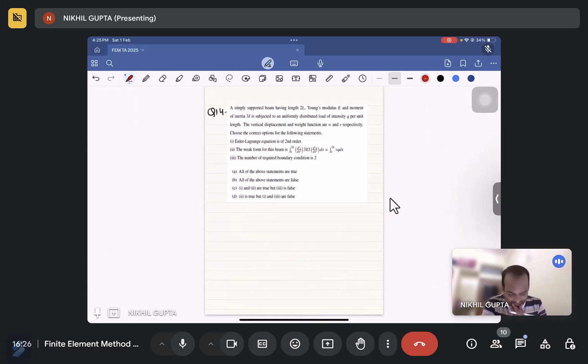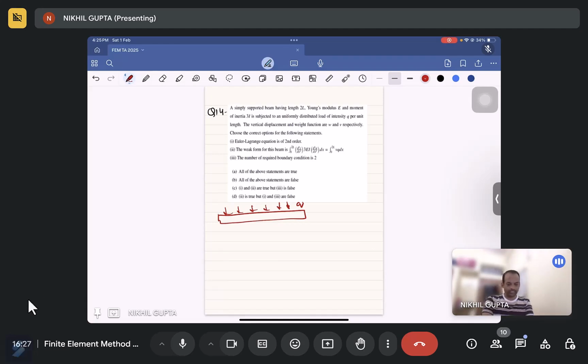Okay, so this is the next question. A little big question. Read it. It says a simply supported beam having a length 2L, Young's modulus E, moment of inertia 3I is subjected to uniformly distributed load Q per unit length. Okay, let's draw and then see how the UDL is acting. Q, vertical displacement and weight function W and V respectively. Choose the correct option for the following statement. So this requires solving. Let's do it together.